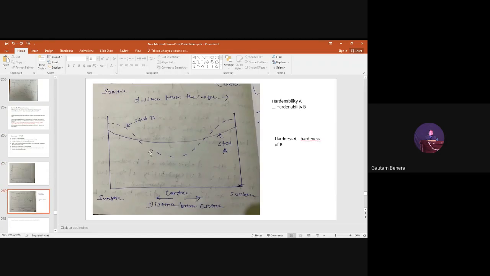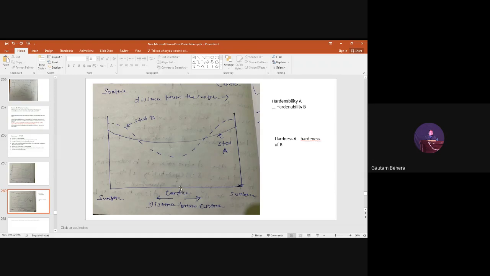Now this is a very interesting graph you can see. Again, this one is showing you the hardness. This y-axis is showing you the hardness, and this x-axis is showing you the distance. So this is the center of the steel. This is the center or the core of the steel.